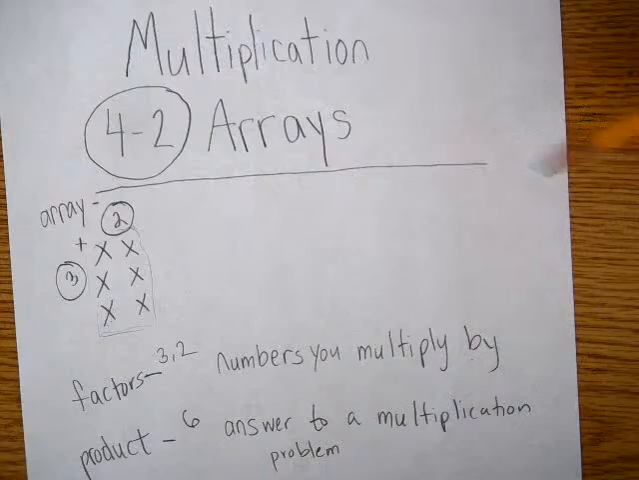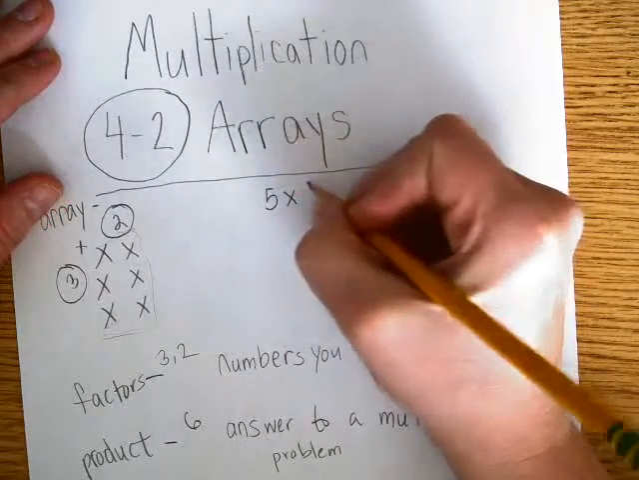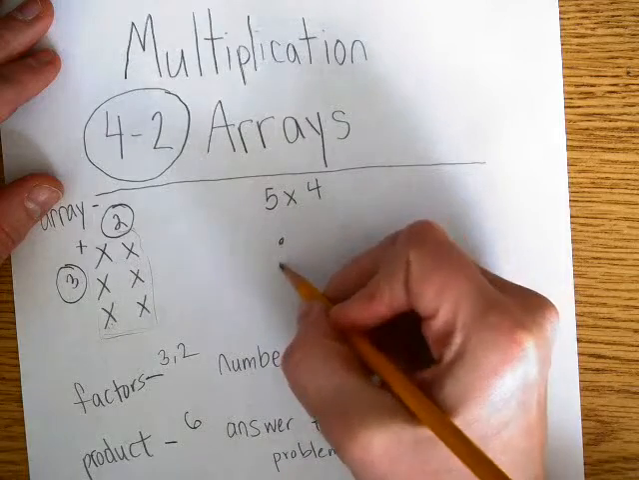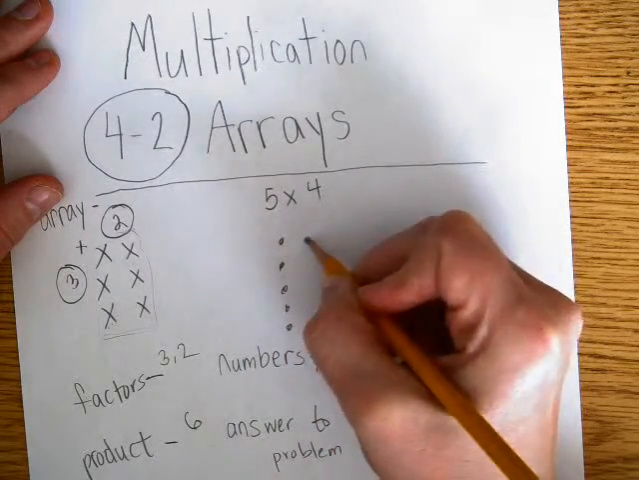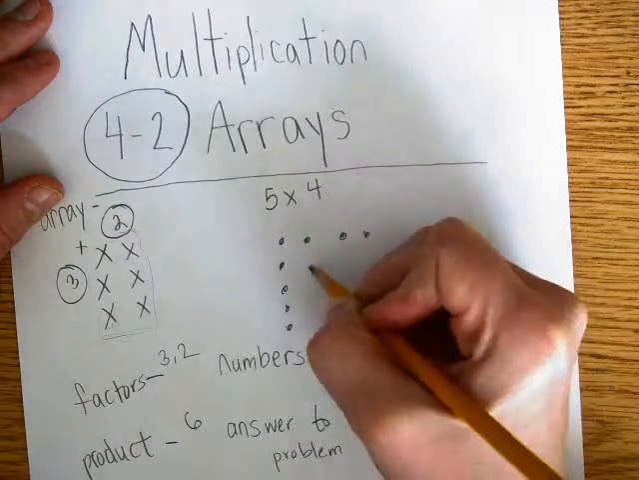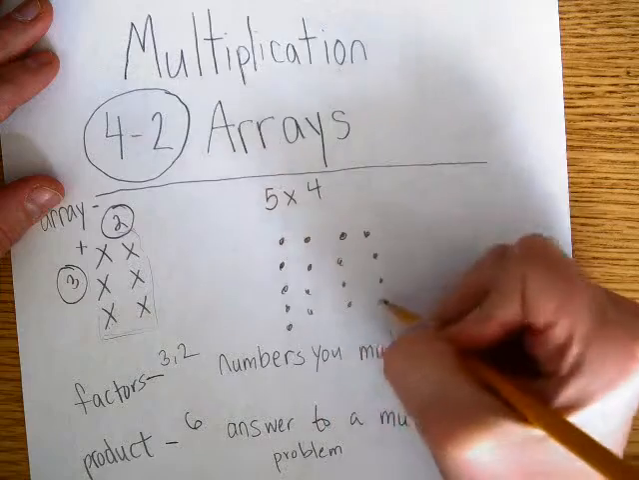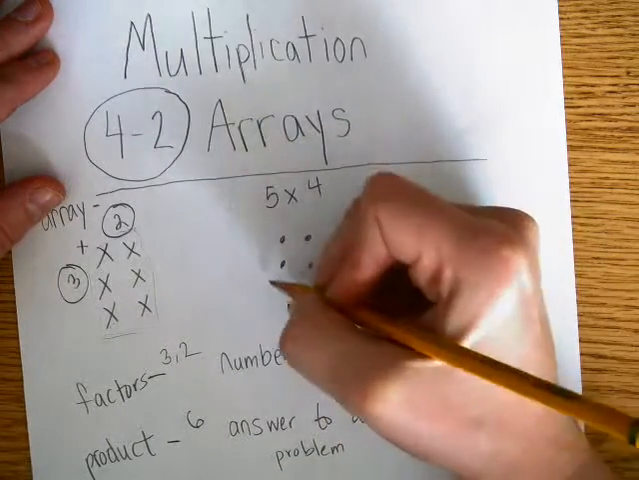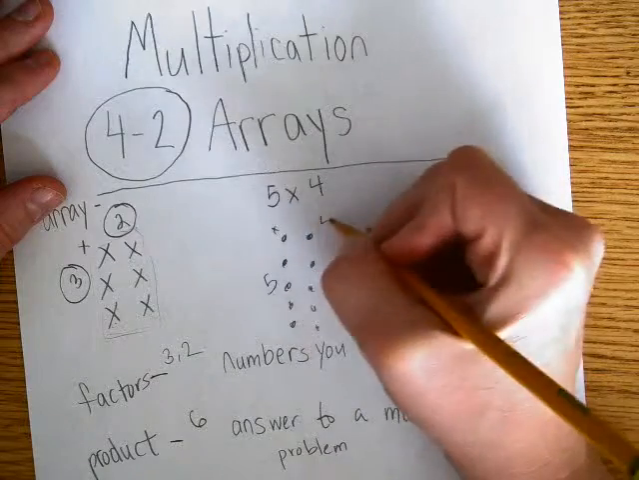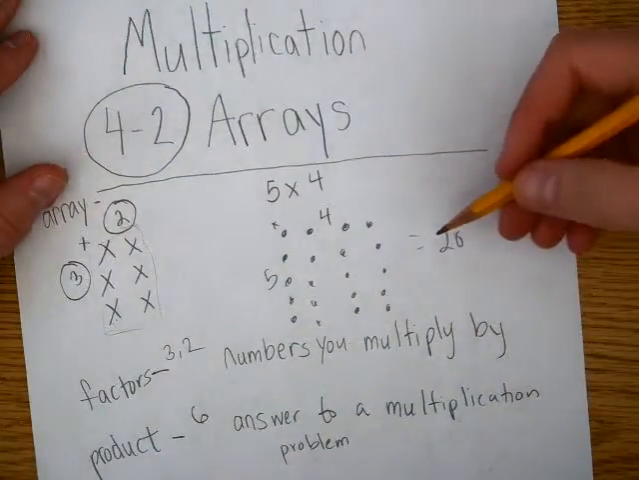So if they saw 5 times 4, we want kids to say, okay, I can do that: 1, 2, 3, 4, 5, and then 4 rows, 1, 2, 3, 4, and then put the objects in each row and each column so that they're all equal. They're 5 down times 4 across. Count them all up, they'd get 20. We want them to be able to model like that.